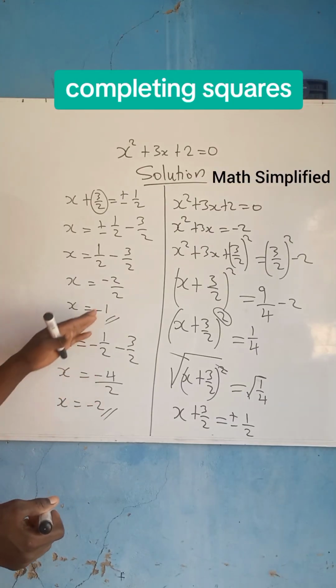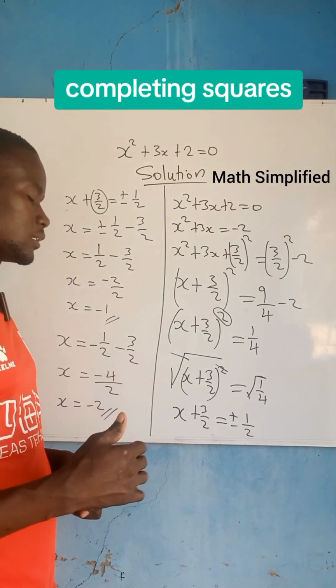So these are the values of what? x, using the method of completing squares.